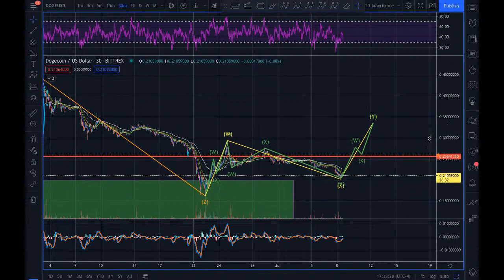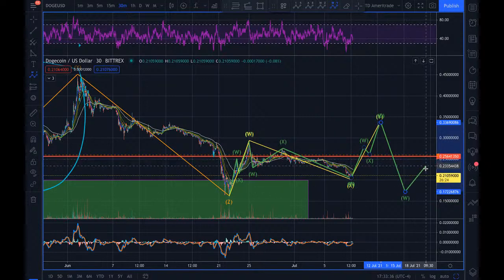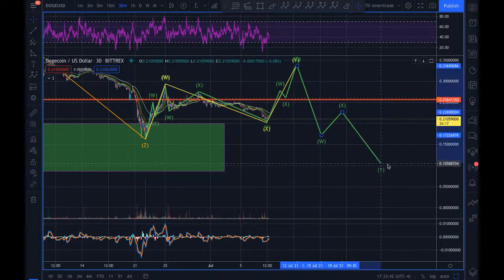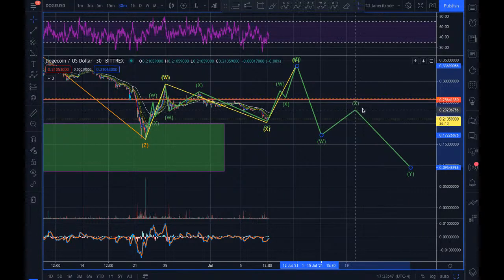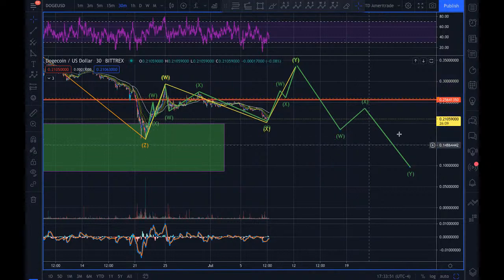But then after it goes up like this, I think it's going to be going back down somewhere, probably to this. This might not happen, but also this could go into a completely new correction.